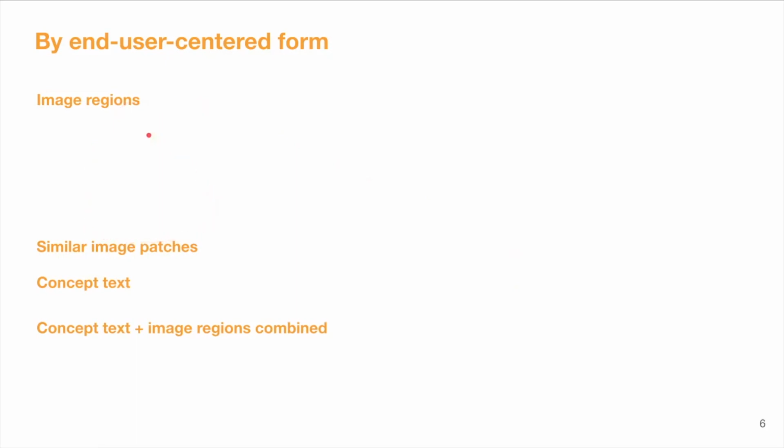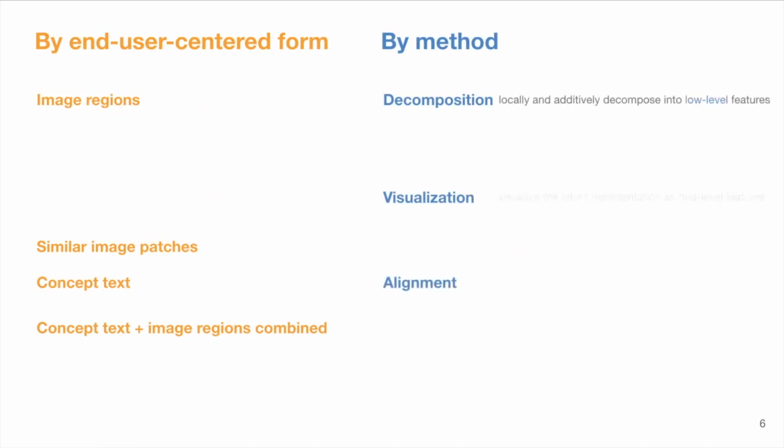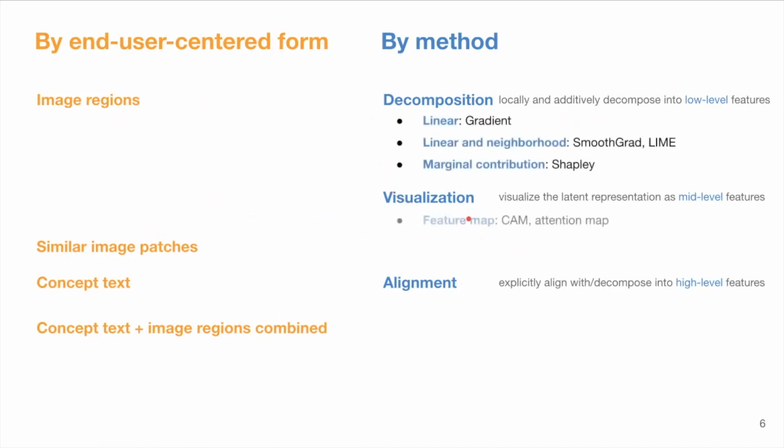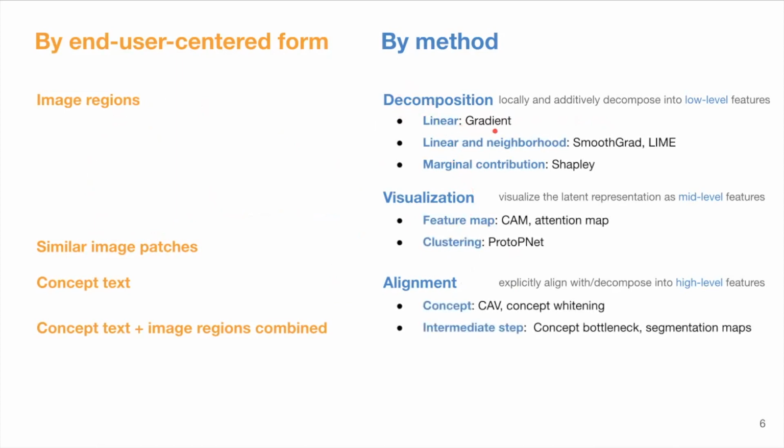There are some high-level technical ideas behind those techniques, which I summarize as decomposition, visualization, and alignment. They respectively translate the latent and uninterpretable representations into low-level, mid-level, and high-level human understandable terms. And each category has different approaches to achieve these goals. I will review their representative or landmark works in those categories.